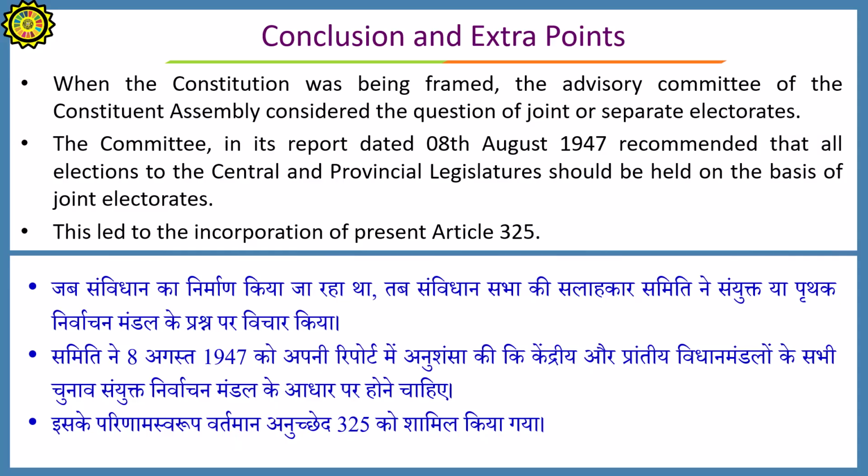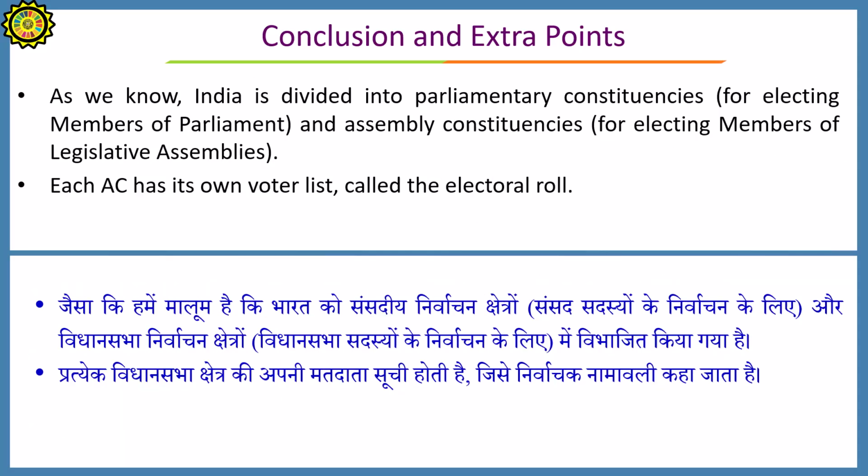When the Constitution was being framed, the Advisory Committee of the Constituent Assembly considered the question of joint or separate electorates. The committee, in its report dated 8 August 1947, recommended that all elections to the central and provincial legislatures should be held on the basis of joint electorates. This led to the incorporation of present Article 325.